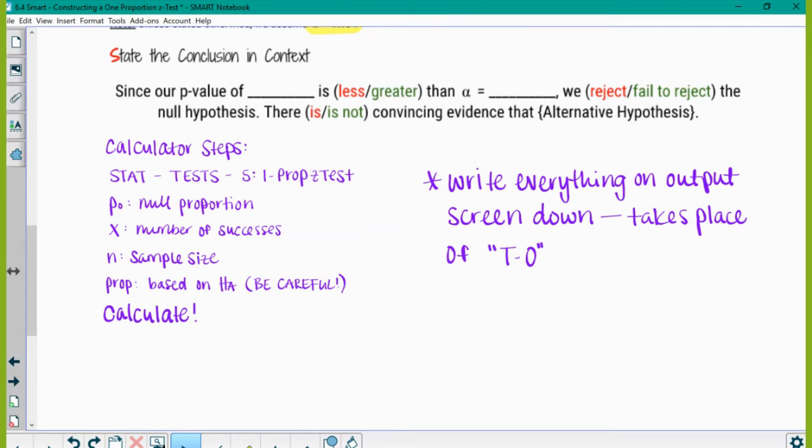Calculate, then it'll replace T and O once we get to those steps. Everything else in PHANTOMS still has to be done. You still have to define your parameter, state your hypotheses, check your assumptions, name the test. Then you can put in your calculator work, conclude.